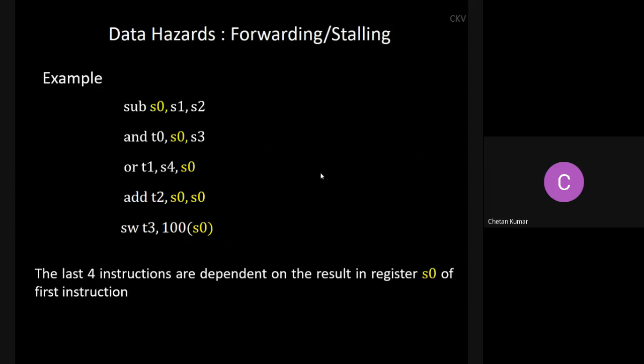If these are the example instructions that you want to execute in a pipeline, where S0 is the destination of the first instruction, and S0 is being used as a source in all of the remaining four instructions, meaning the last four instructions are dependent on the result in register S0 of the first instruction. If this is the case, can you tell me for which instructions you face a hazard, and for which instructions you will not face a hazard?